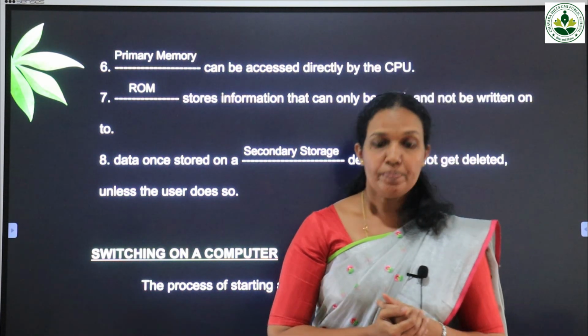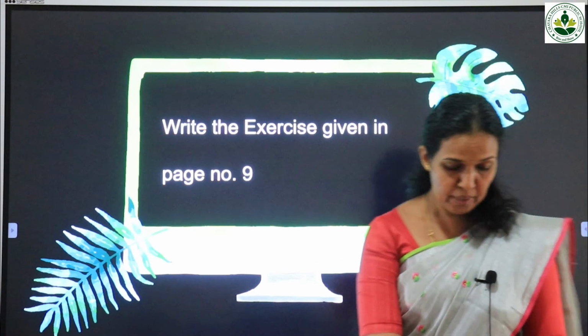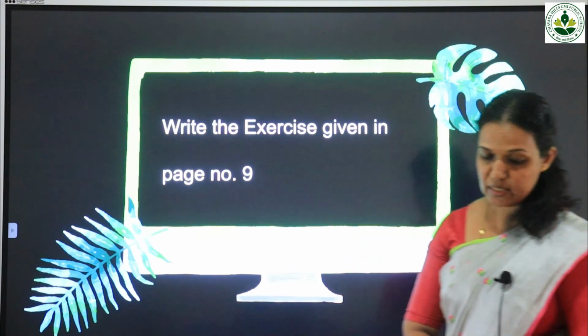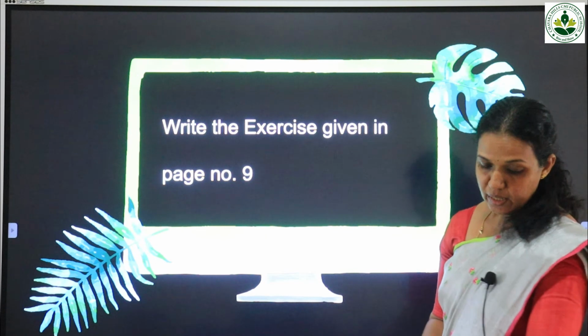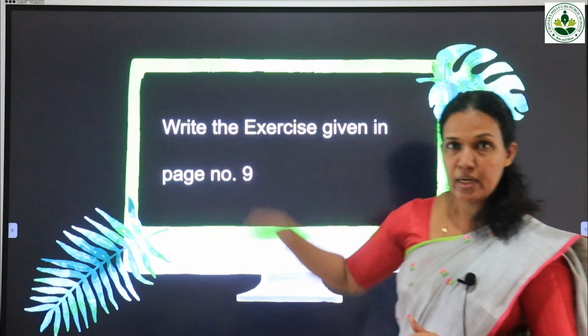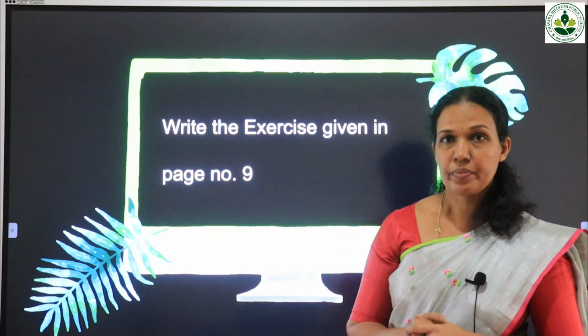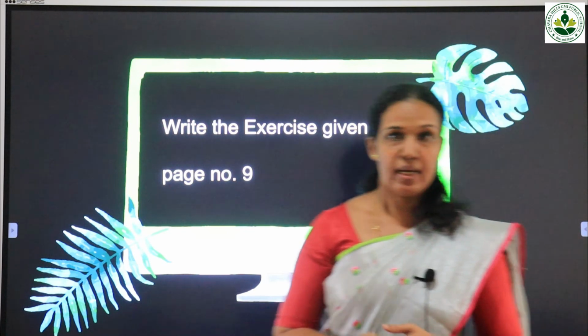You have some homework on page number 9. One exercise is given, Think and Discuss. Write all the answers I have given in your PPT in your notebook. Read and study this portion.